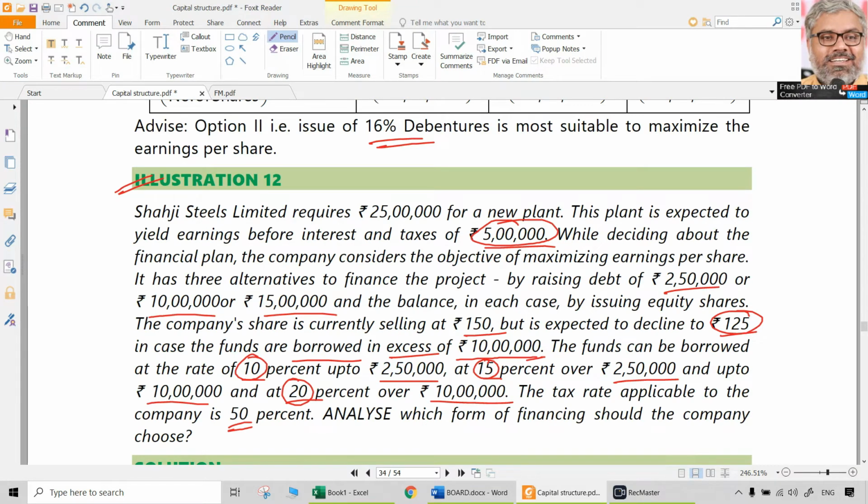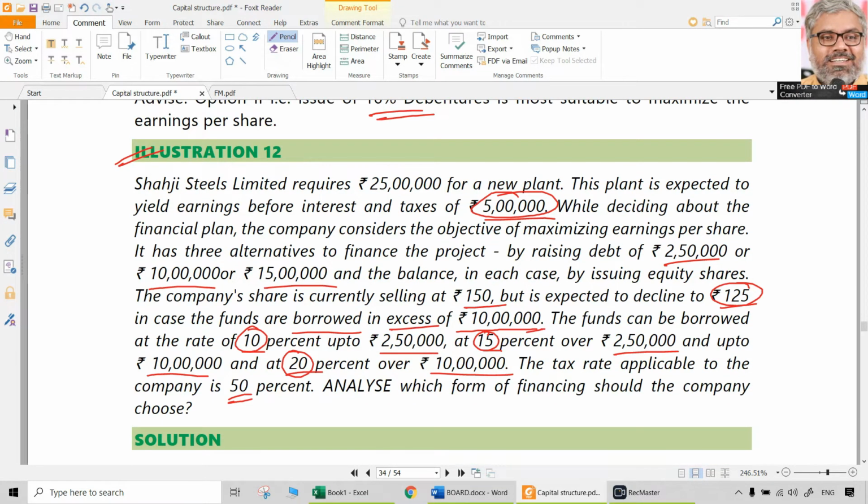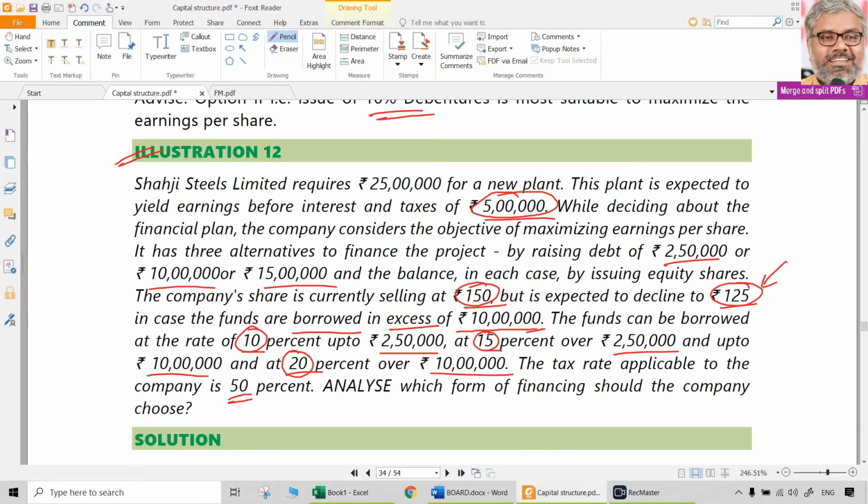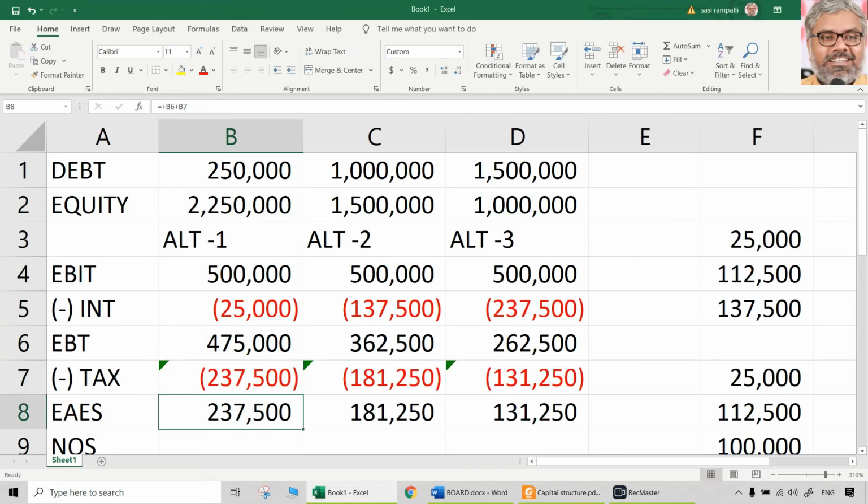So, number of equity shares, do we know what will be the issue price? Separately not given, but it is given that the price of the shares currently in the market is 150, but it is expected to decline to 125 if the funds are borrowed in excess of 10 lakhs. In other words, in alternate 1 and 2, since the borrowing did not cross 10 lakhs, the shares can be issued in the market. That is the only thing which is there. Issue price separately not given. So shares can be issued at 150 rupees per share. And you need how much money? You need however much money is raised through equity. That divided by 150 will be the number of equity shares.